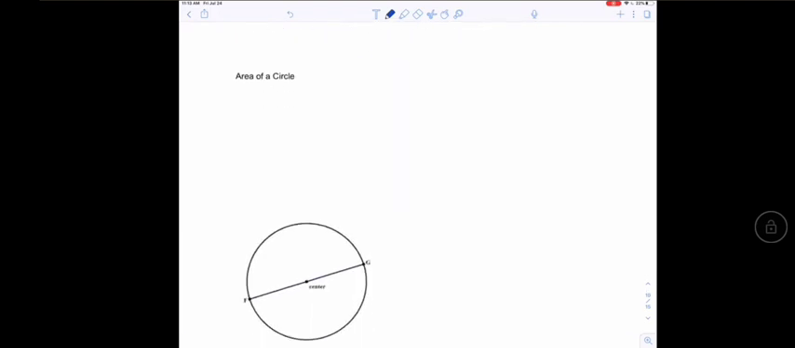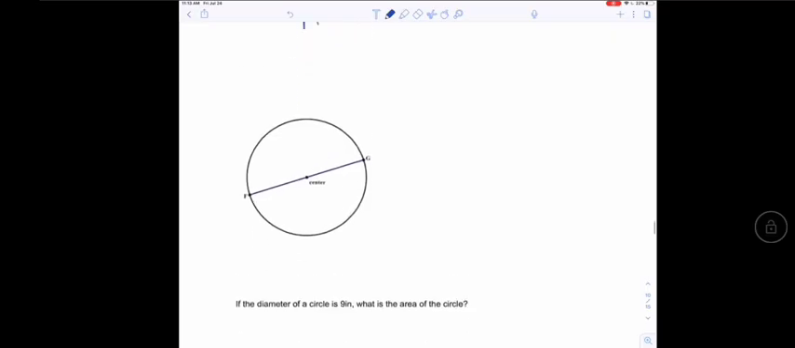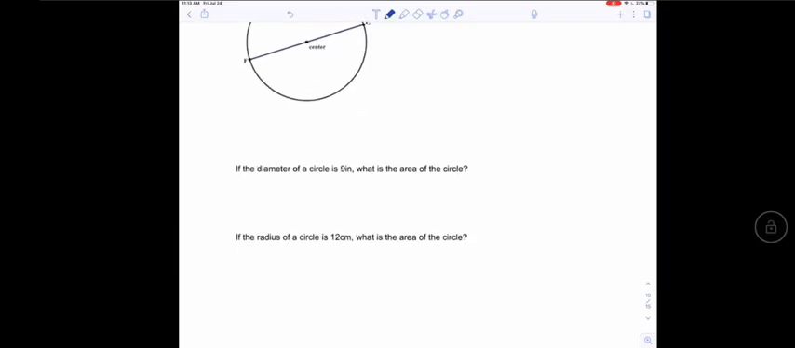So the equation for area of a circle is area equals pi r squared. Okay, so in this one, the r is being squared. Easy, and then we multiply it by pi. So let's take a look at some examples, and I'm going to rewrite our equation up here so we can keep referring back to it. If the diameter of a circle is 9 inches, what is the area of the circle?